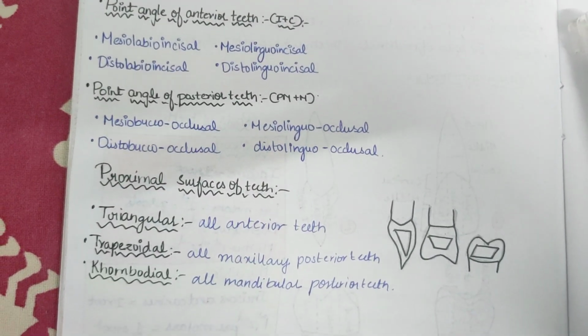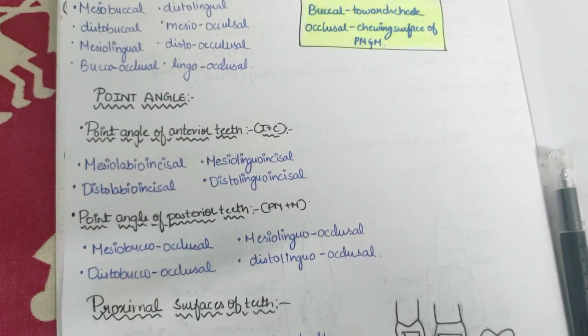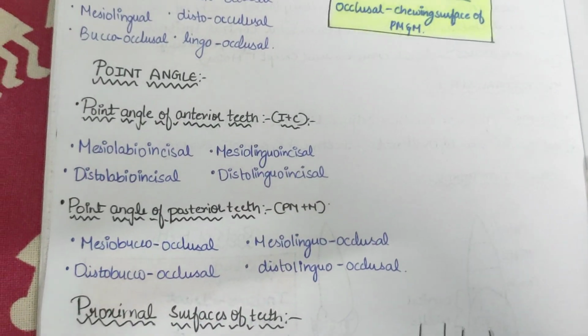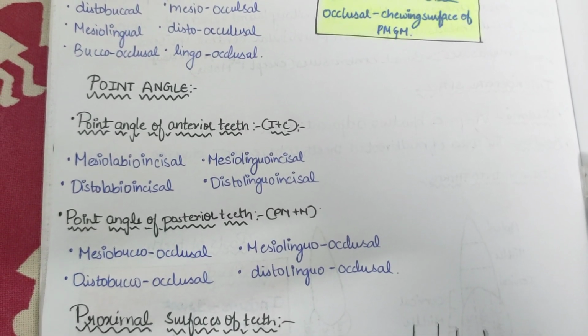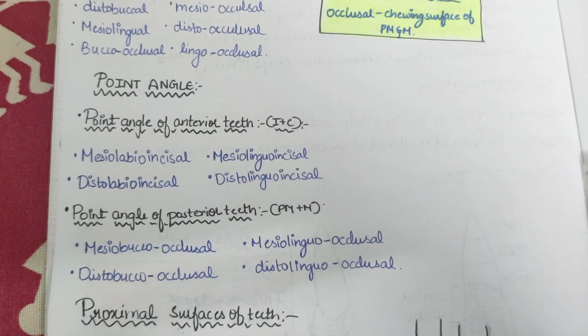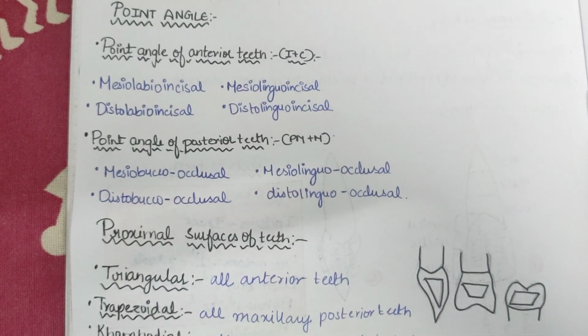As we know, a point angle is the junction between three surfaces. Now the point angles of anterior teeth, that is incisors and canines, are mesiolabioincisal, distolabioincisal, mesiolinguoincisal, distolinguoincisal.